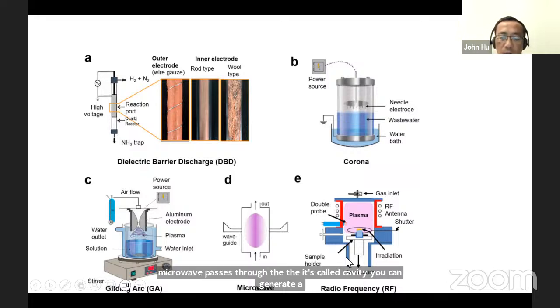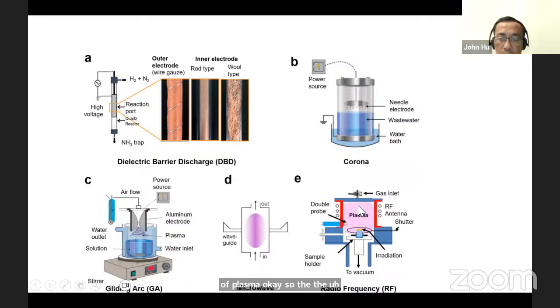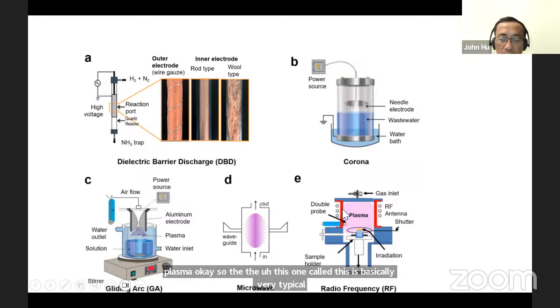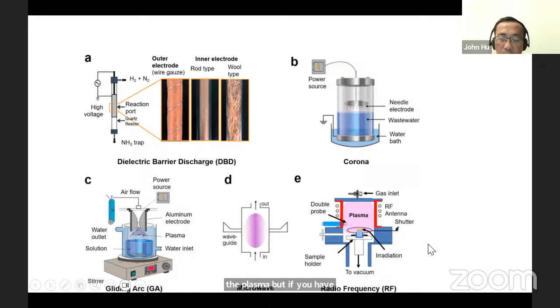Okay, so this is a very typical plasma. But if you have a cavity and the post plasma, you can put your catalyst or some material at the edge of the plasma, and the plasma will interact. This is very popular, called afterglow. Then the plasma can be generated by microwave or by radio frequency.